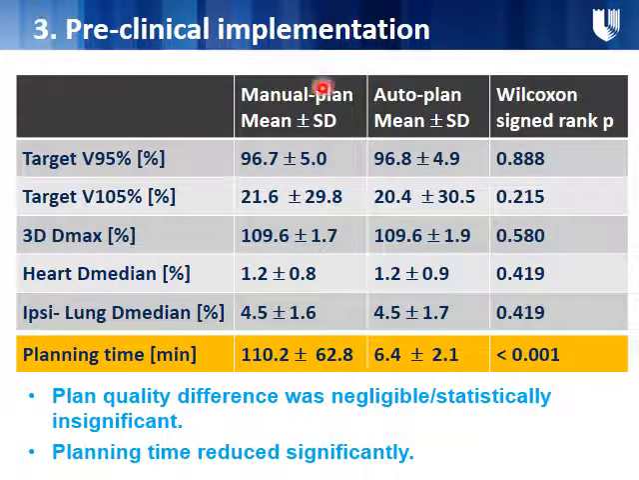This is the result for the 30 cases in the clinical environment. Again, we got very good comparable target coverage when we compared the manual plan versus the auto plan. And the inhomogeneities were also very similar. The auto plan was a little bit better, but not significant. Maximum dose was very similar. Again, heart dose and lung dose were very similar because they were using the exact same beam setting.